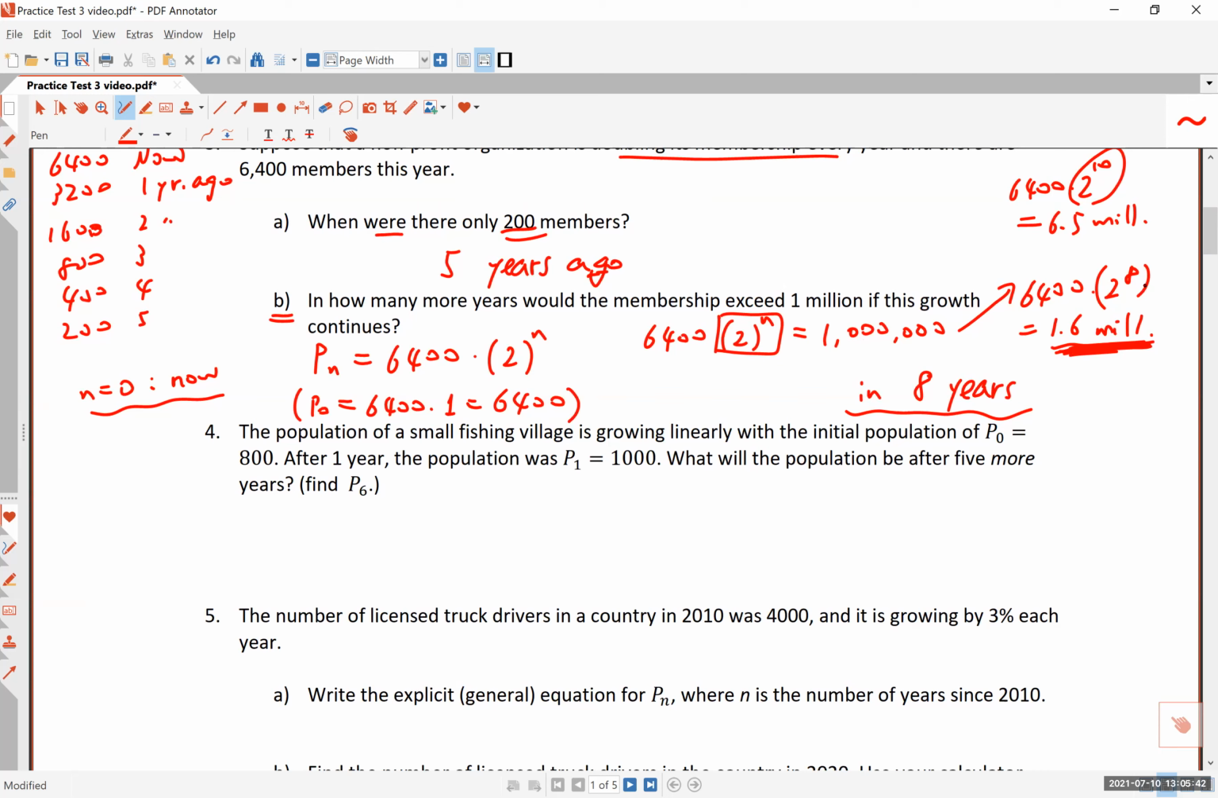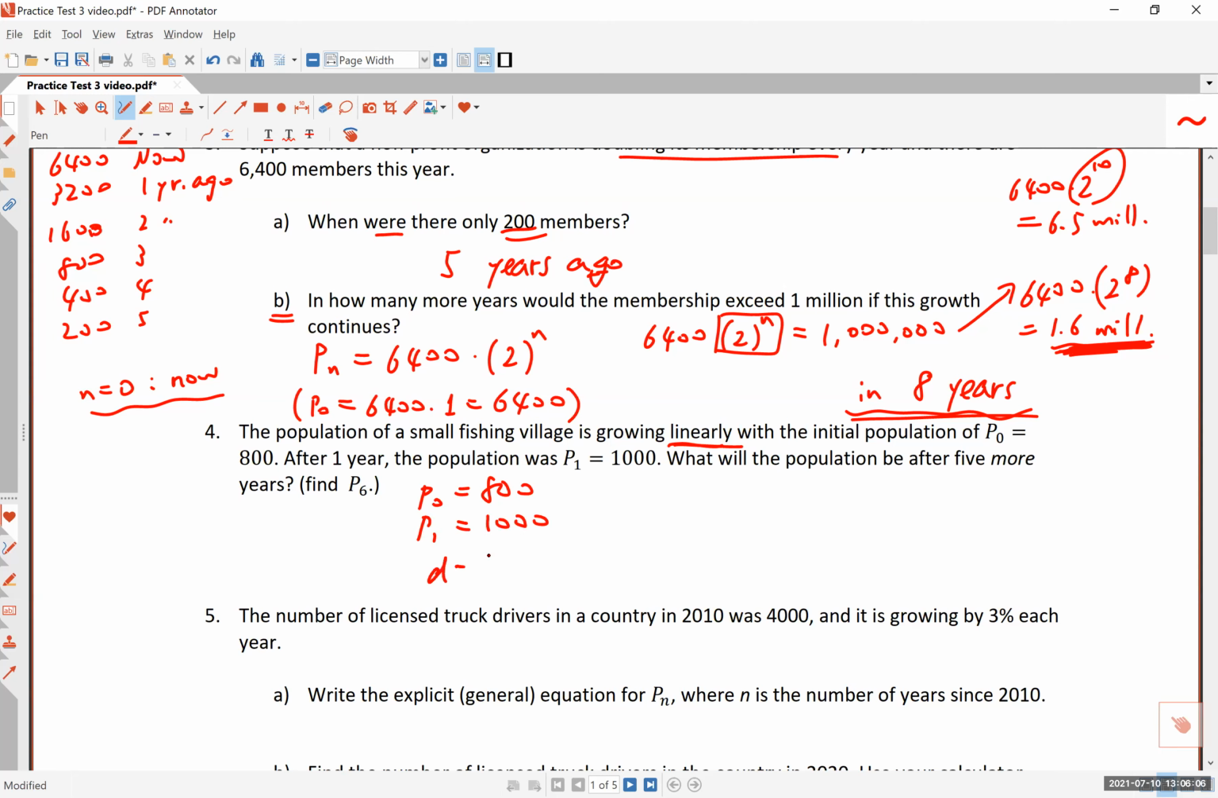Now, if you say something like more than 7, less than 8, or 7.5, I would probably give you credit. But within 8 years would be a good way to write your answer. All right, number 4: the population of a small fishing village is growing linearly with the initial population of 800. After 1 year, the population is 1,000.